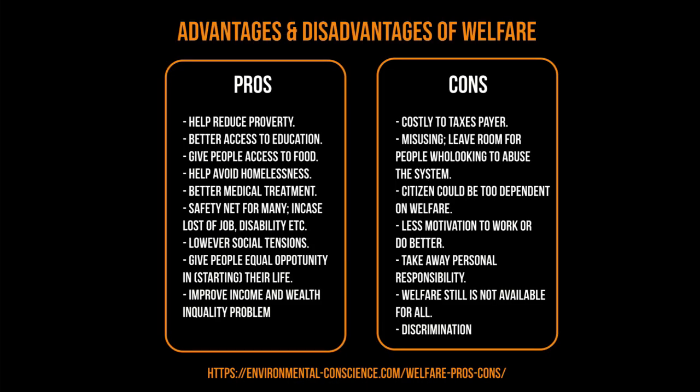The advantages and disadvantages of having welfare programs, right? As you see here, it does help reduce poverty. It makes everybody start their life off on more equal ground. Sometimes you also have better access to education. You can give people access to food or basic needs, and help avoid homelessness, because the more help the government can offer, the more it helps people bounce back when they're bankrupt or losing their jobs. And also better medical treatment. Like I said earlier, it's a safety net for many in case you lose your job or have disabilities. It also helps lower social tensions, gives people equal opportunities, and improves income and wealth inequality problems.